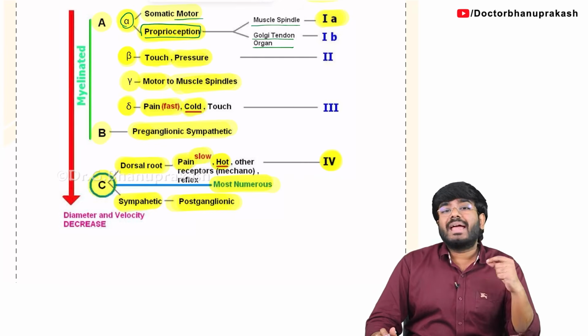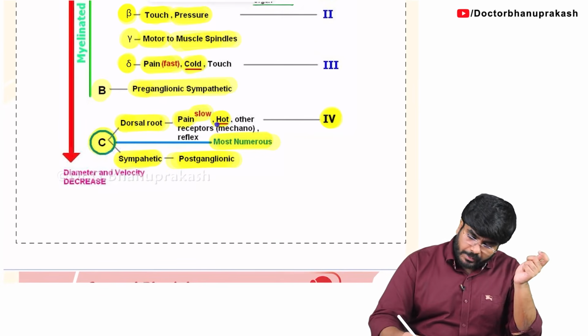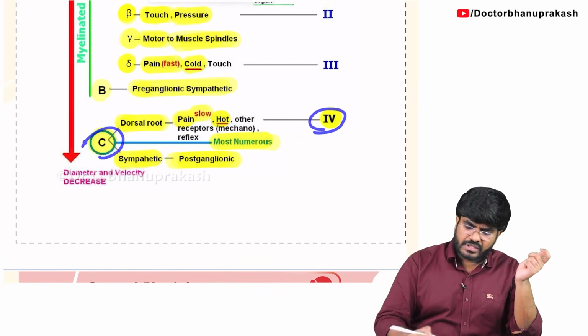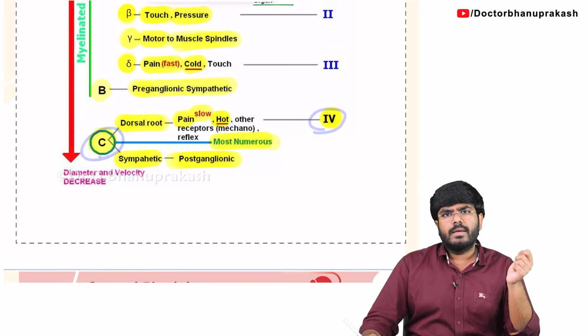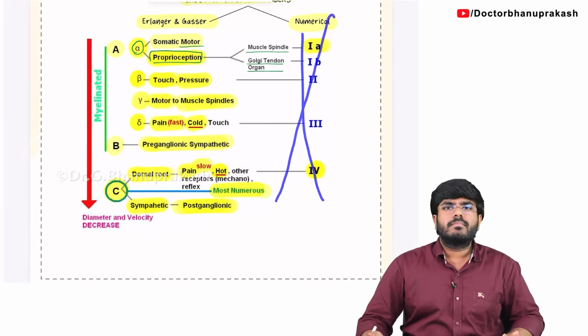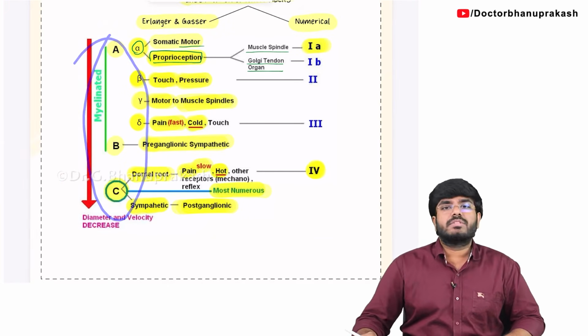Which sensory neurons are carrying the hot sensation? Type 4 fibers. Hot sensation and slow pain are carried by type 4. But according to Erlanger-Gasser classification, they come under C type of fibers. So mainly for your exam, even if you forget the numerical classification, no issue, not that big a deal, but never forget the Erlanger-Gasser classification.